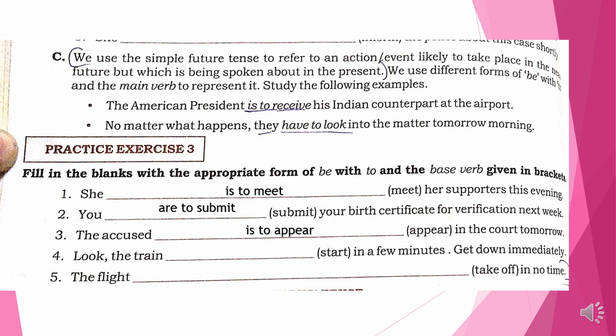Number 4, look, the train dash start in a few minutes. Get down immediately. Here the subject is the train, so it is singular, so we have to use is. Then to and base form of the word start. So is to start. The train is to start in a few minutes. Number 5, the flight dash take off in no time. And here the flight, it is singular, so we use the word is and to and take off, which is the base form. So the flight is to take off in no time. Okay, children?